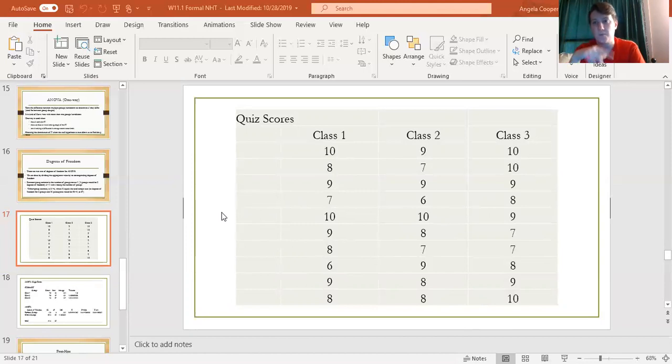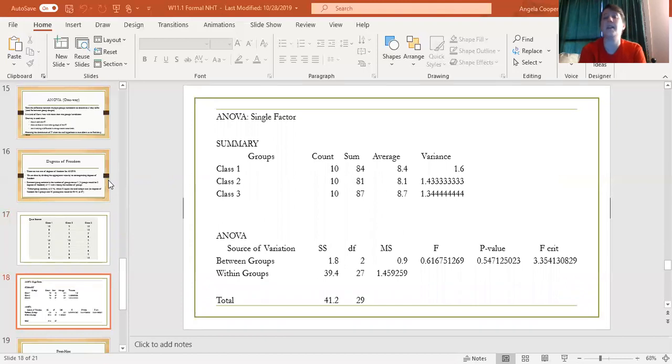This is what each student in the class scored on them. So class 1: 10, 8, 9, etc. Class 2, class 3. Okay, so there's our 3 groups. And now we want to see the differences between them. So here is a readout of ANOVA. This was done through Excel. And this is what it looks like when you do an Excel ANOVA.